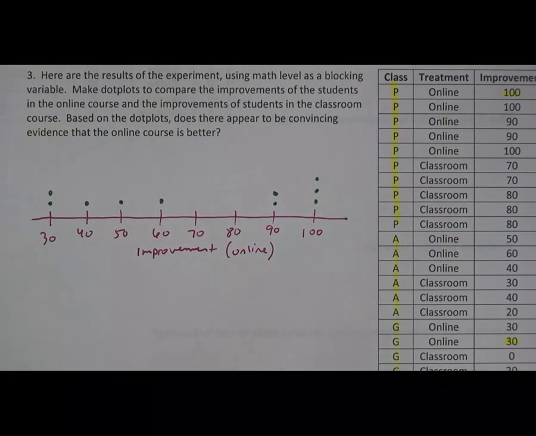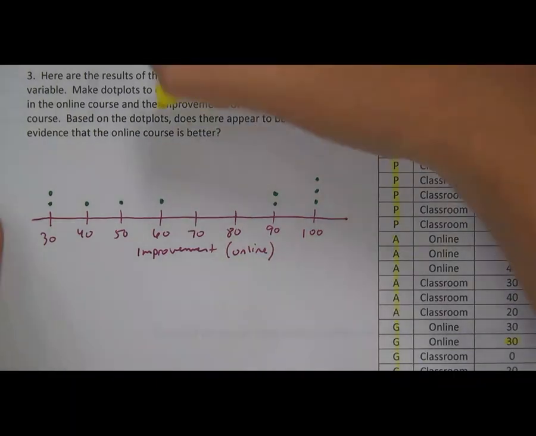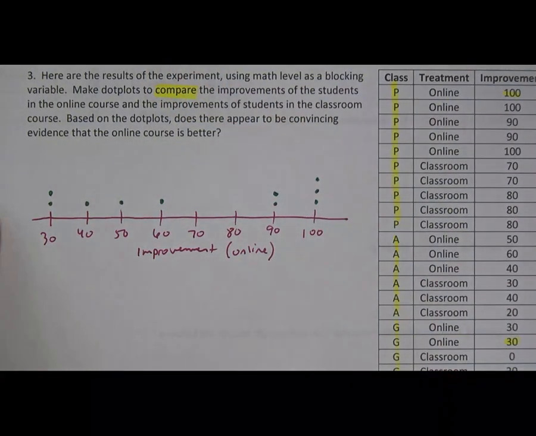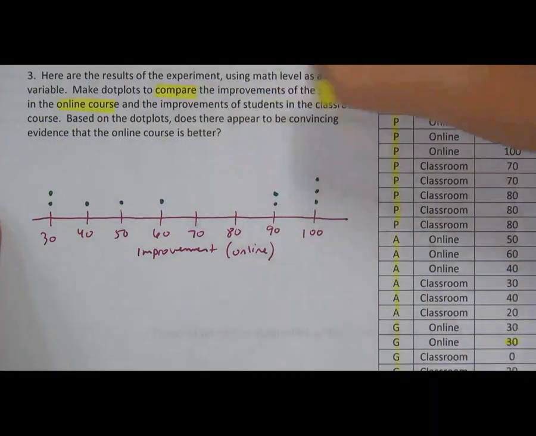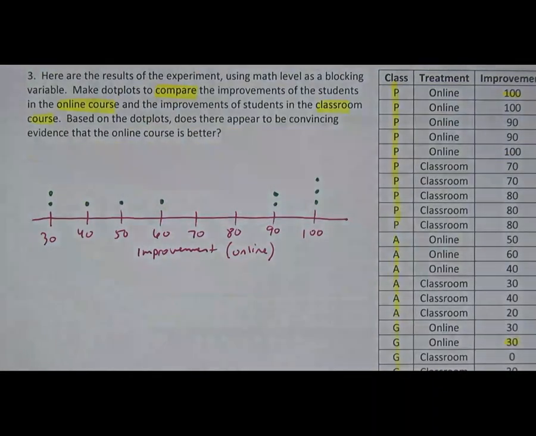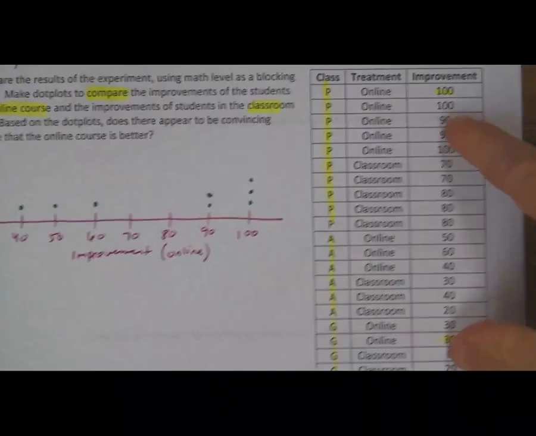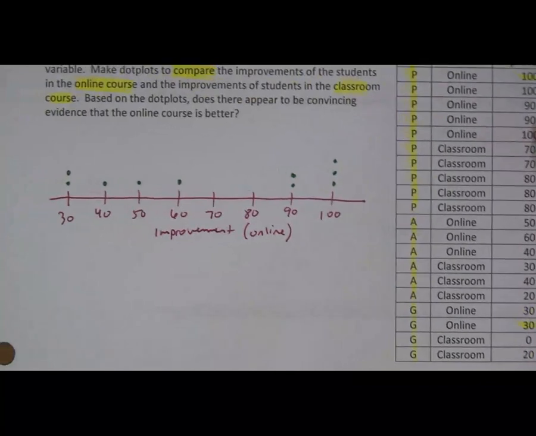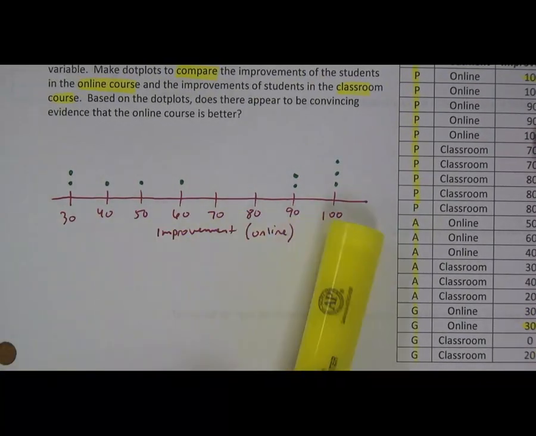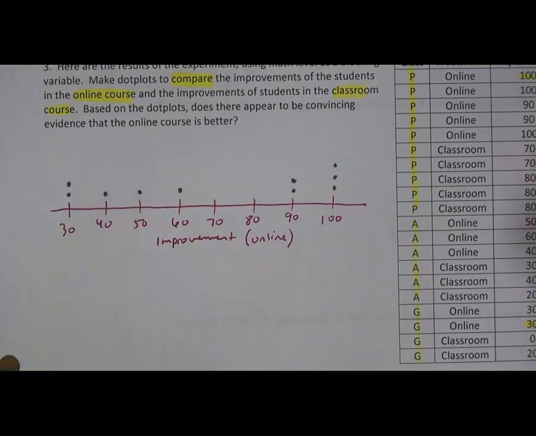Because once again in the directions it said make dot plots to compare, so there are going to be two of them, improvements of students for online and improvement of students in classroom. So if you were given raw data like this, that's how you would know you're splitting it up by treatment, online versus classroom. All the pre-cal and algebra 2 and geometry kiddos are together in this dot plot.